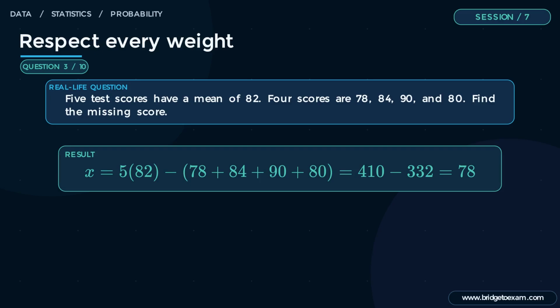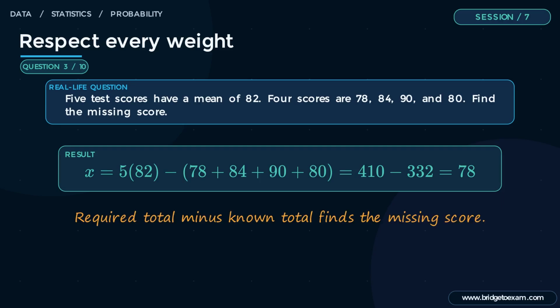Quick check. The 5 scores now total 410, and 410 divided by 5 equals 82. This matters in real life because teachers reconstruct missing records when verifying grade exports.